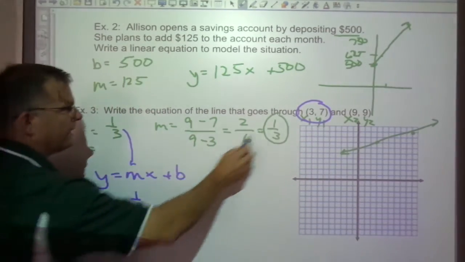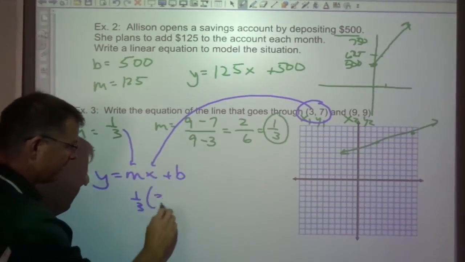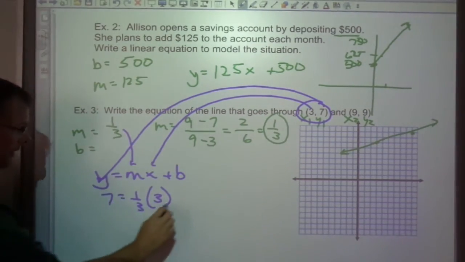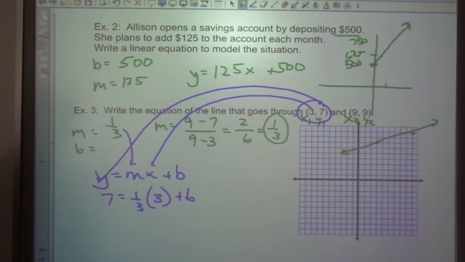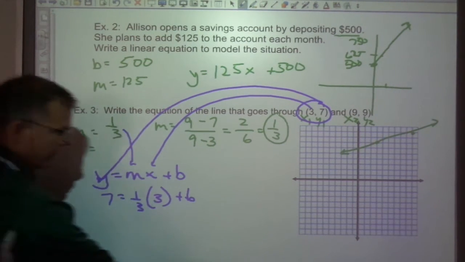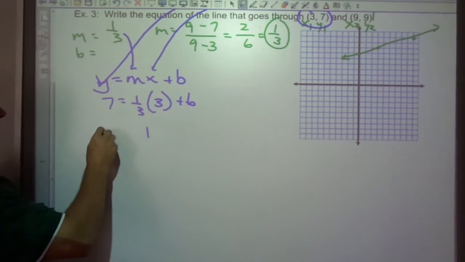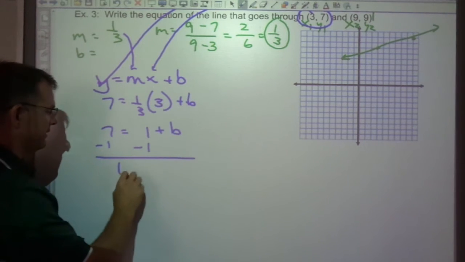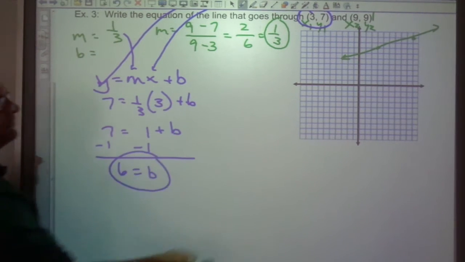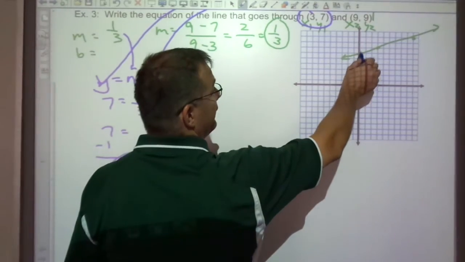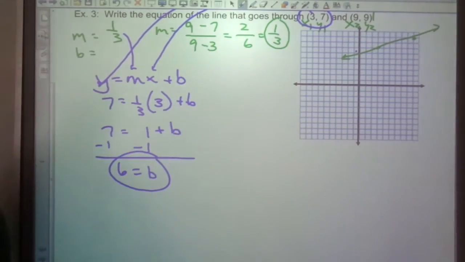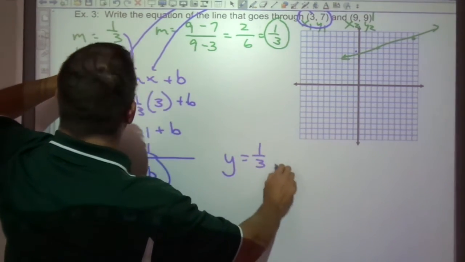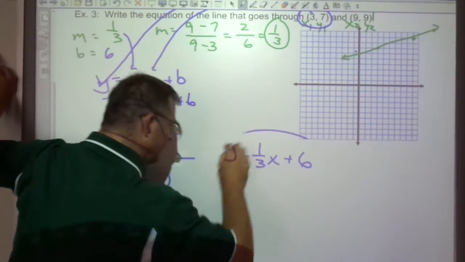We could use one of these x's and y's. Here's a 3 for x. Let's plug in the 3 for x. We have a y that is 7. We'll plug that in for y. And the only thing we don't know is b. Now we can figure it out. 1/3 times 3 is 1. Subtract 1, subtract 1. 6 is equal to b. Hey, it looks like my graph was pretty good. 1, 2, 3, 4, 5, 6. So to write my equation, I've got an m and a b, so y equals 1/3 x plus 6.